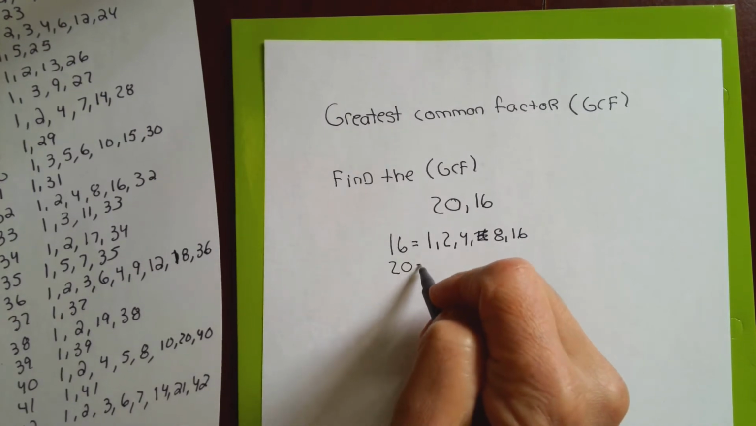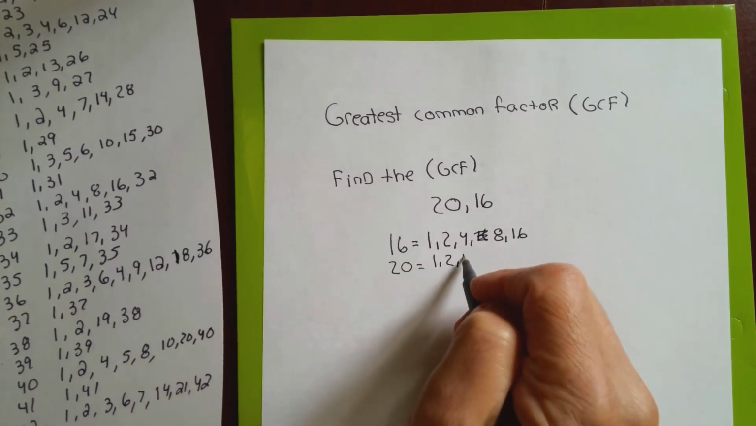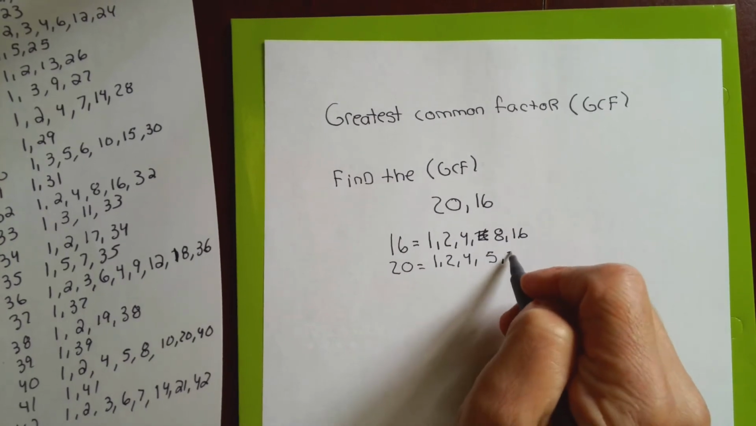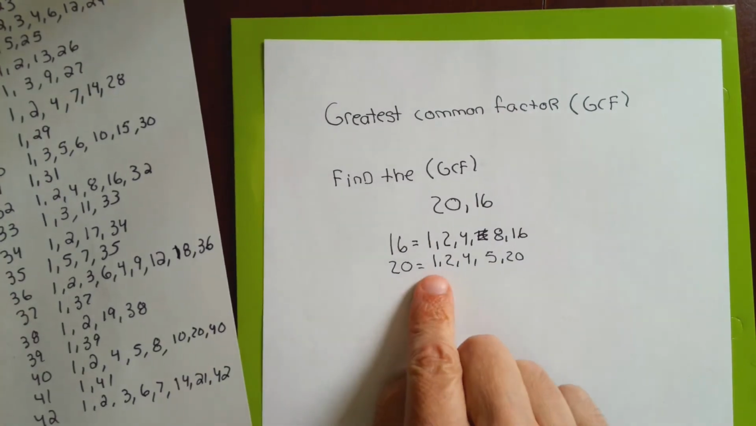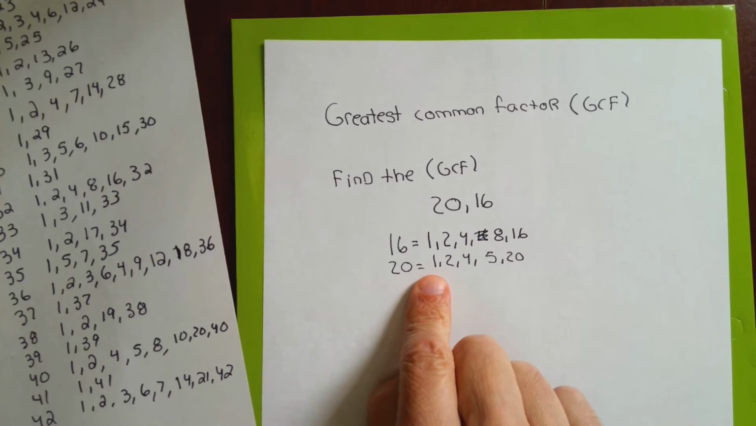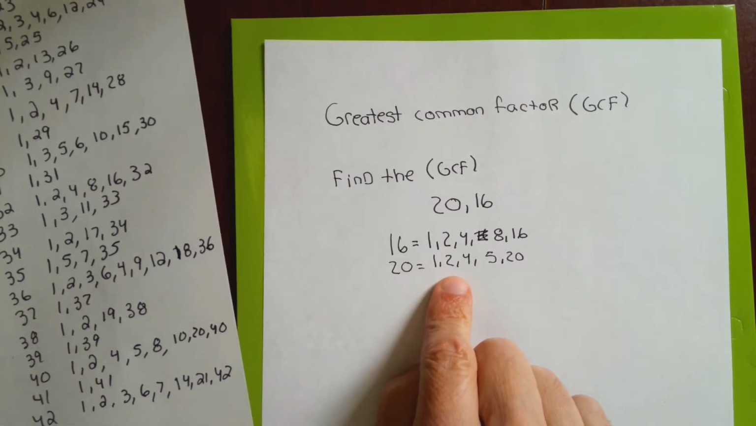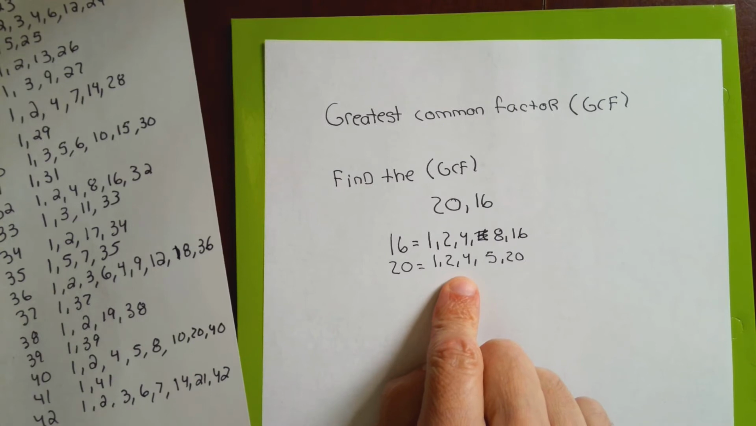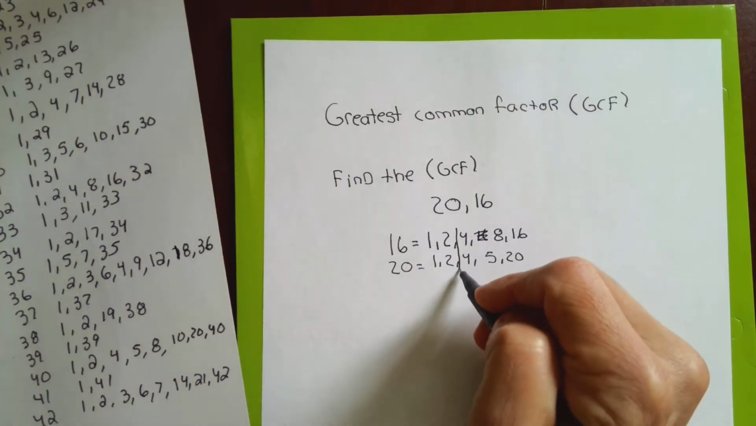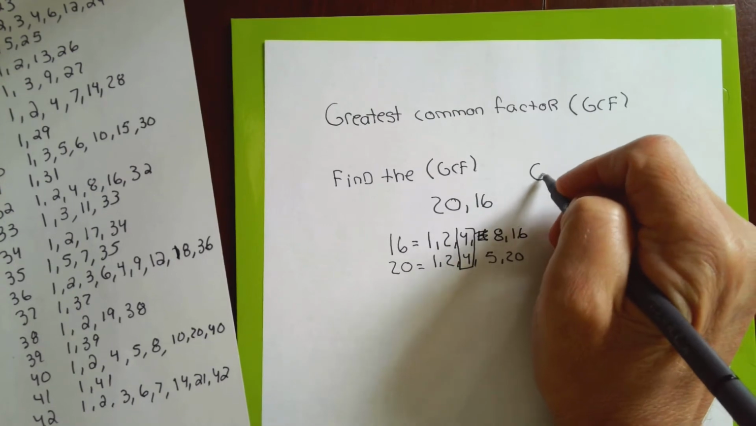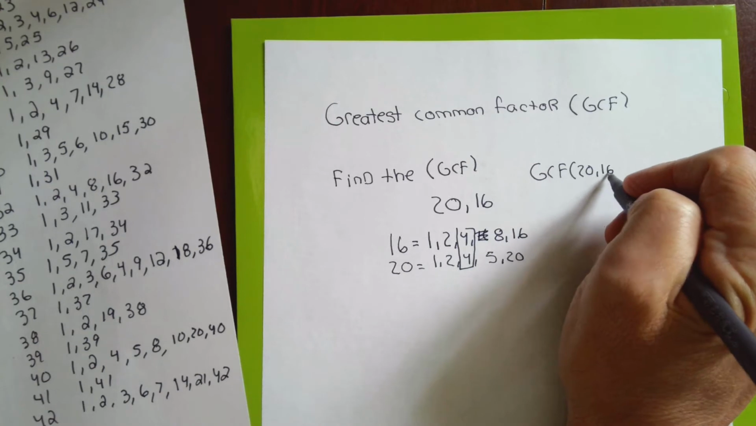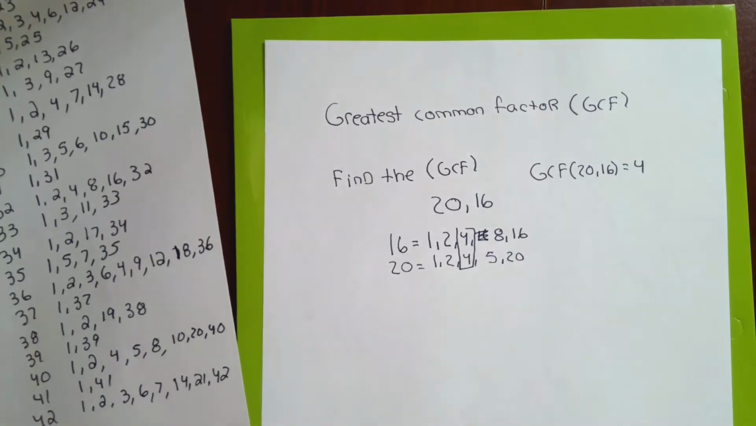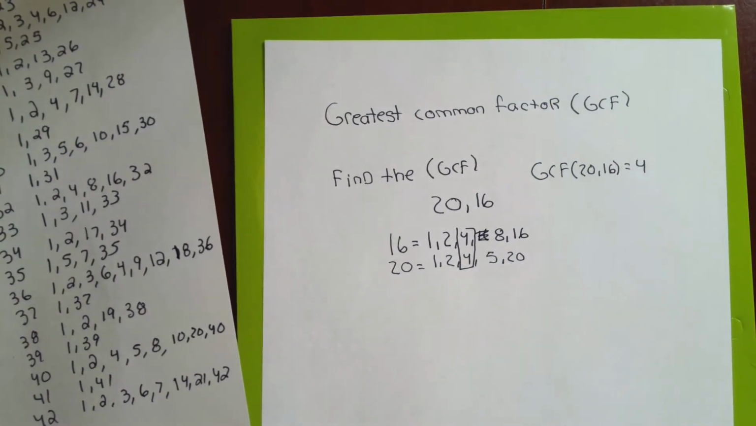So if I know the factors of a specific integer, then I could find the greatest common factor, greatest meaning largest, common meaning they have in common. 1's a common factor of 16 and 20 because it's a factor of each. 2's a common factor, it's a factor of each. 4's a common factor, but there isn't a bigger common factor. So I might say the GCF of the numbers 20 and 16 is 4. That's the biggest number that divides evenly into them.